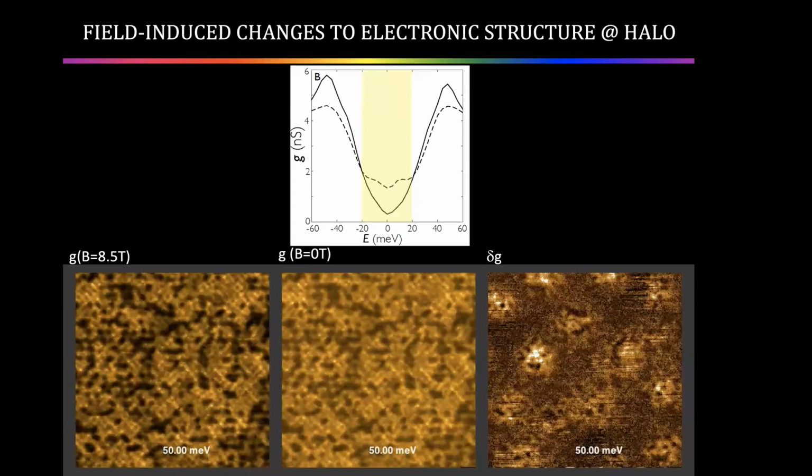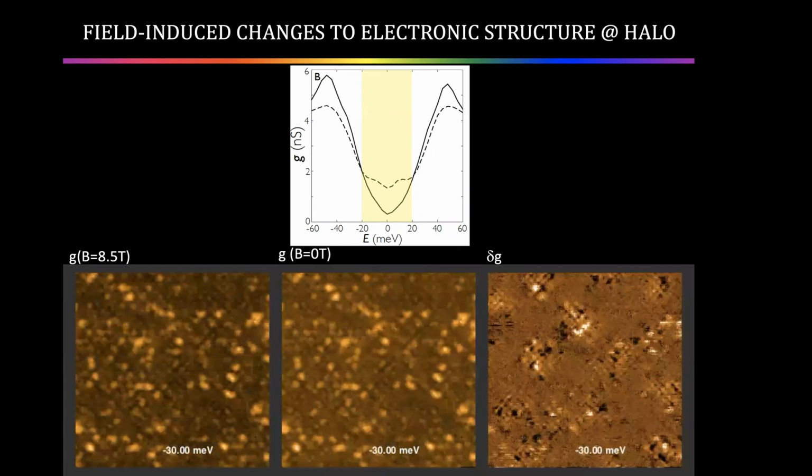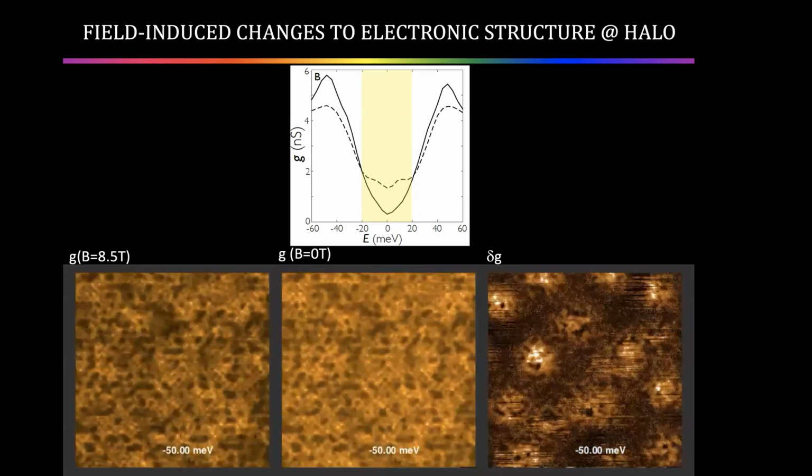This allows us to image the density of states at high field, image the density of states at low field, subtract one from the other with subatomic precision and get the difference. So the data is in the bottom right-hand image here. It's the difference, it's the field-induced effects on the density of states.